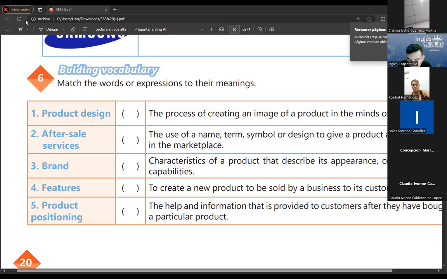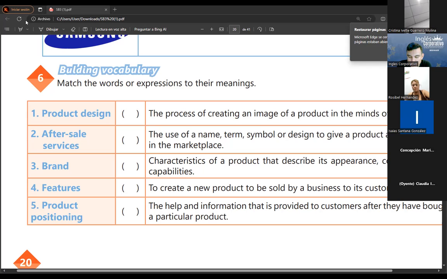Product design is to create a new product... I'm sorry, the audio doesn't work. Hello, can you hear me now? I'm sorry, but the audio didn't work well. Hello, can you hear me? Yes, now I can hear you. I'm sorry. Okay, don't worry. I thought I was talking alone, but then I realized the audio wasn't working well. Okay, here we go.